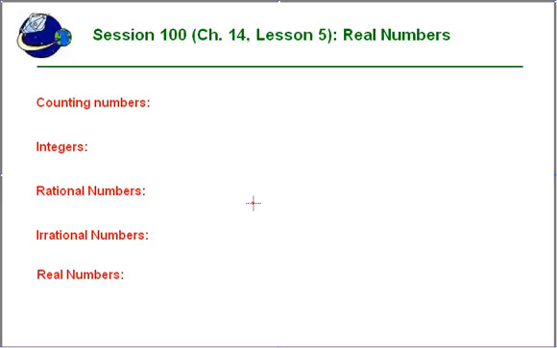In session 100, we're going to be identifying and describing what real numbers are. But before we get into that, let's take a look at the different categories that we've already addressed throughout this course. We've already dealt with counting numbers. Remember, counting numbers are numbers that you can count. Typically, when a young person starts learning math, they start counting with their fingers. So counting numbers start with the number 1, and they go on upwards, 2, 3, 4, and so on.